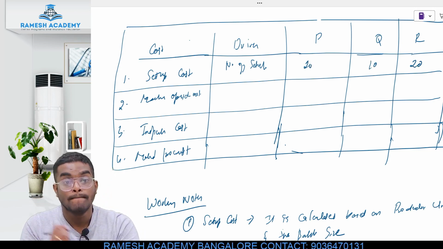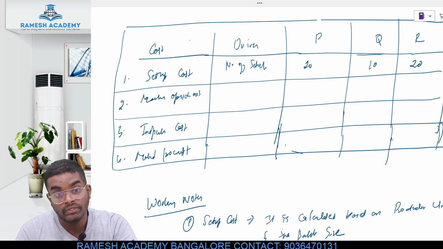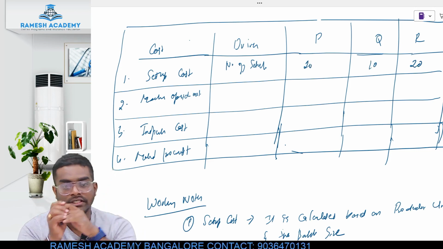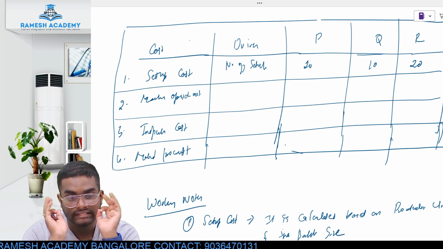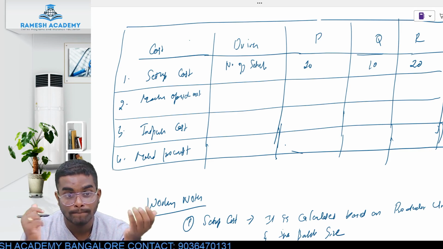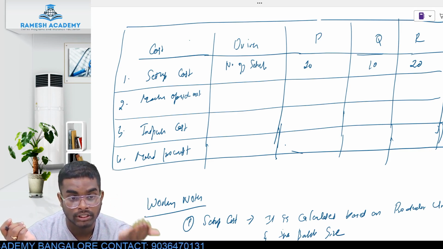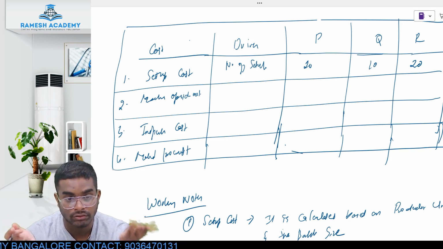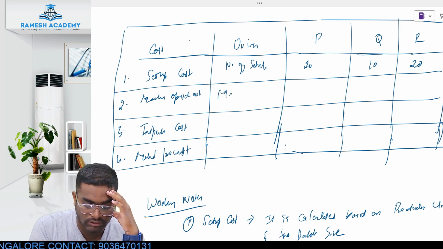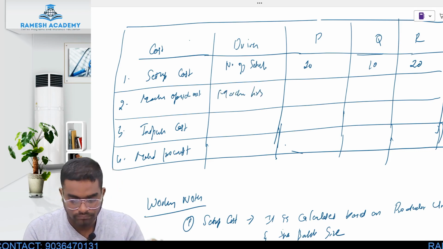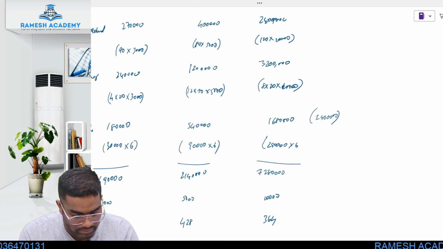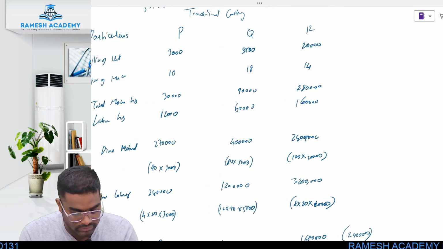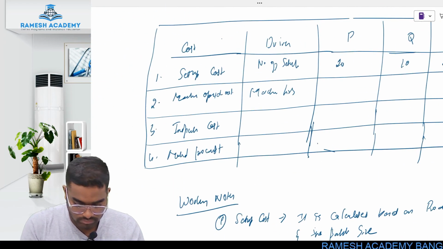Next we have machine operating cost. What would be the appropriate cost driver for machine operation? Please think. It is definitely machine hours, because the number of hours it works determines the amount of operation cost. So that is the reason it is machine hours. Do we need to calculate machine hours? No, we have already calculated it. Yes, 30,000, 90,000, 280.